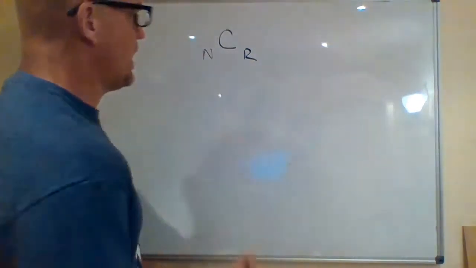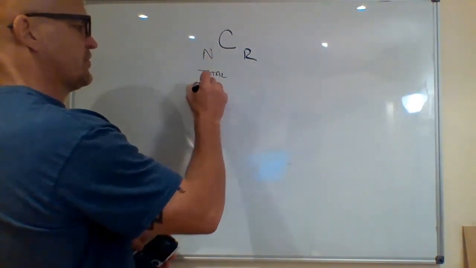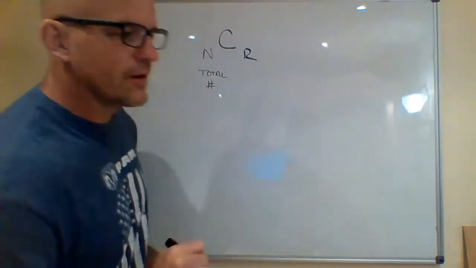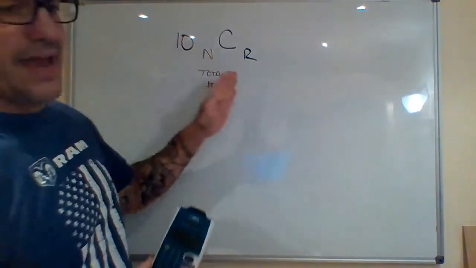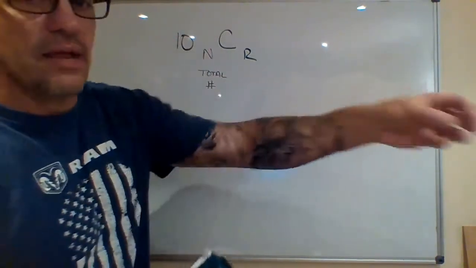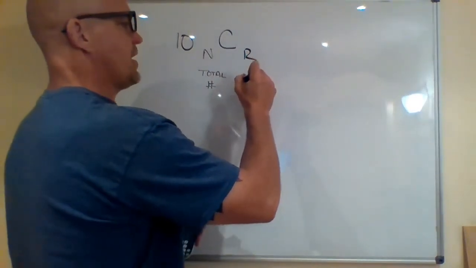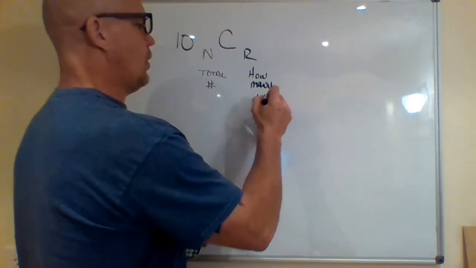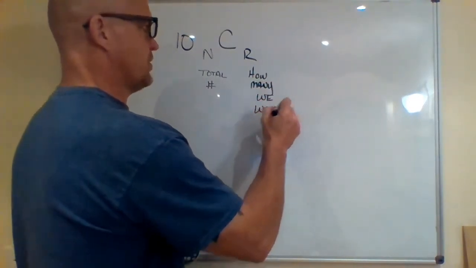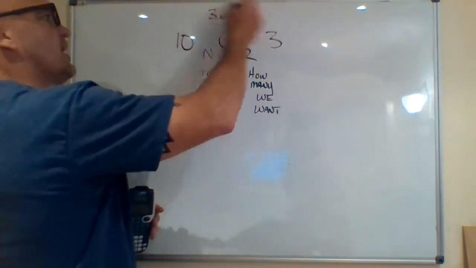So TI-30 users, N is your total number of things. In our case, we have 10. So we will put 10 with that N. We're going to take 3 of those 10. So R is how many we want, which in this case was 3. So we're taking 3 of 10.